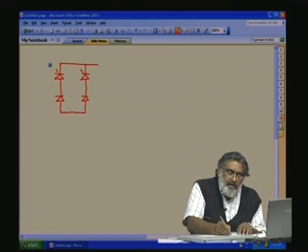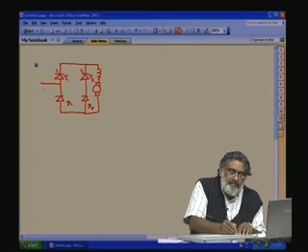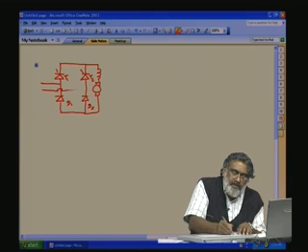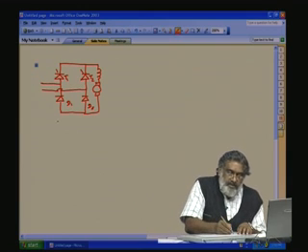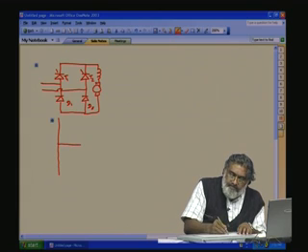Diode, our load is again T1, T2, D1, D2. Let us do the input mains here.